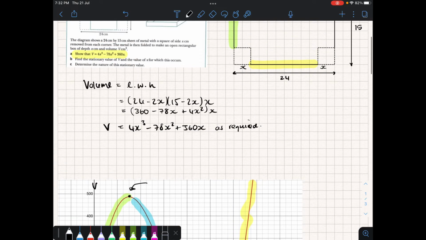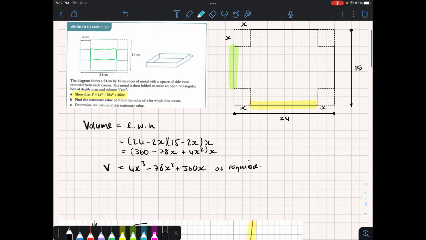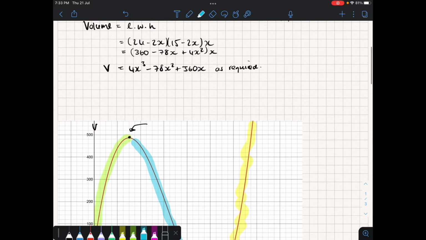So there's our equation. And the next part of the question is leading us onto that. They're saying find the stationary value for volume. So what is this stationary value? And we'd like the value of X for which this occurs. Now we actually need to find the X value first before we can find the Y value. So a stationary value is a turning point, right? A turning point and a stationary value are when the derivative, the gradient, is equal to 0. And we can see that on our graph. At this point here, the gradient is 0.